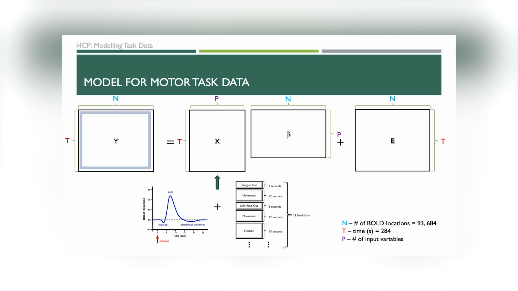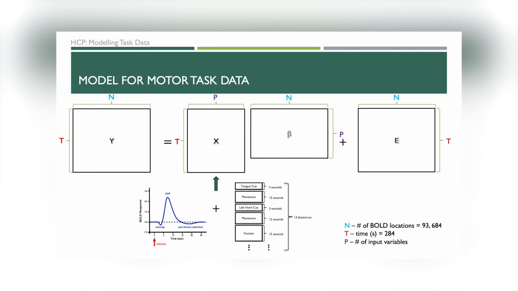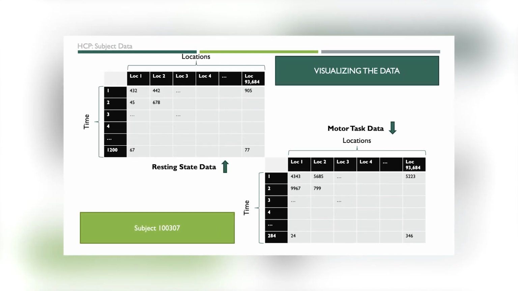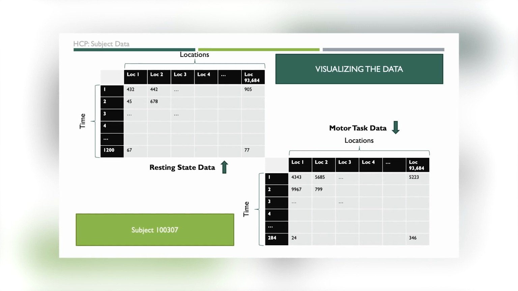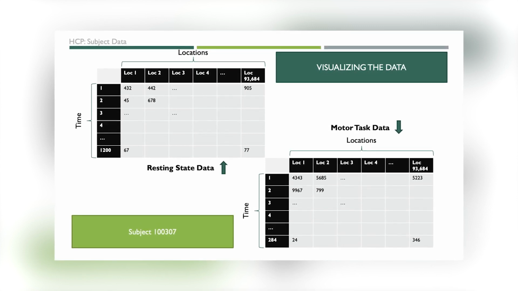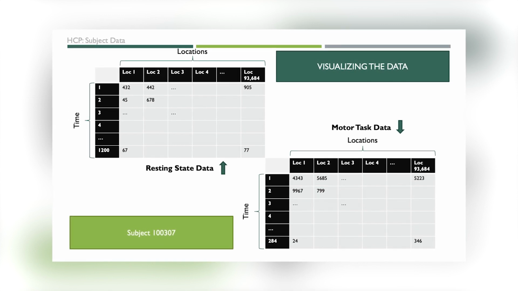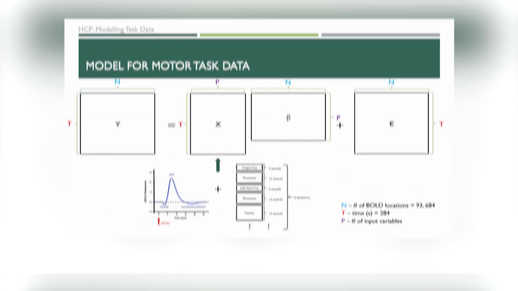So now, in terms of the actual data, I did not collect it. The Human Connectome Project collected it. So we have our Y box here, which is that exact matrix that I already showed you. So I'm just going to go back here to this slide. So the Y matrix is the motor task Excel spreadsheet at the bottom here with 284 rows and 93,684 columns, okay? So this is our Y.